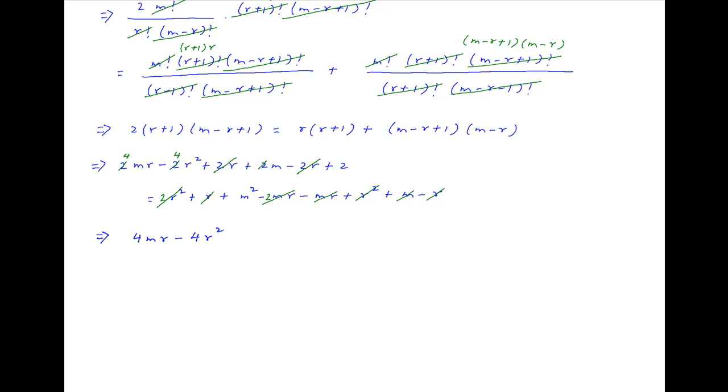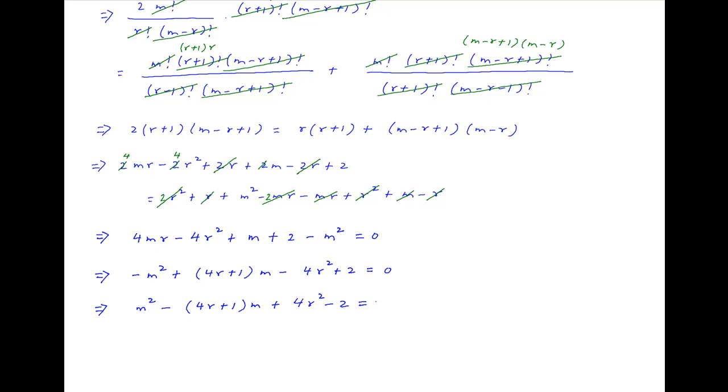4mr minus 4r square plus m plus 2 minus m square is equal to 0. This can also be written as minus m square plus brackets 4r plus 1 times m minus 4r square plus 2 is equal to 0. Multiplying by minus 1, we get m square minus 4r plus 1 times m plus 4r square minus 2 is equal to 0, which is the desired result.